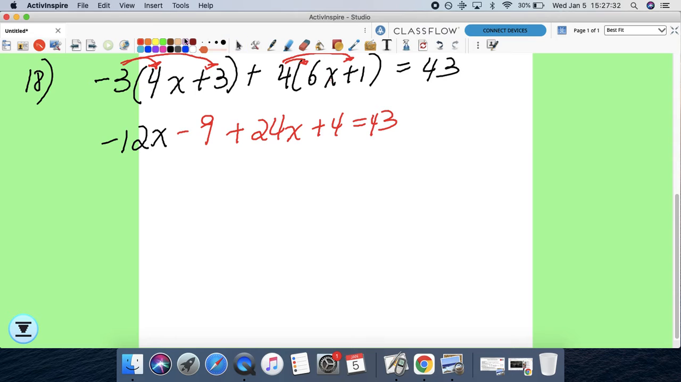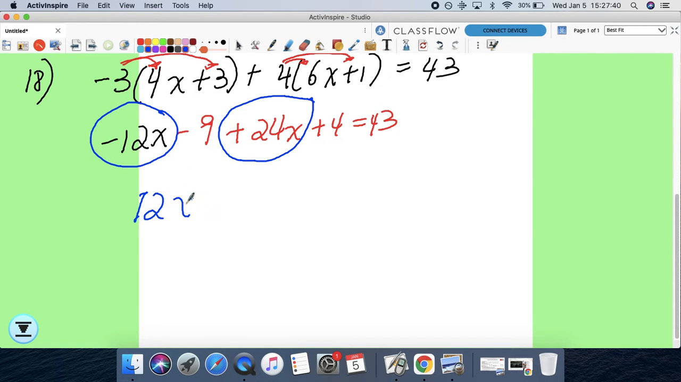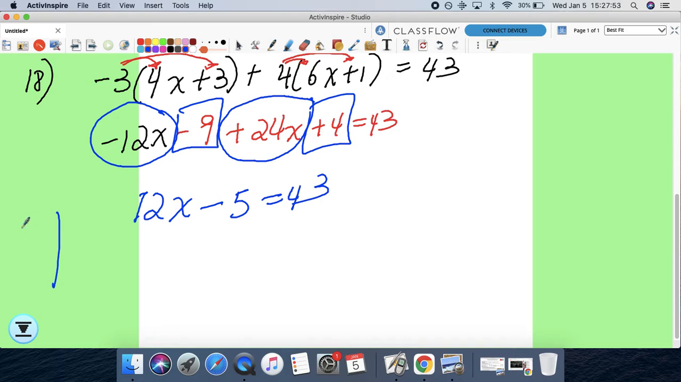Can I combine like terms over here? Yeah, I can combine this guy with this guy. Negative 24x and 24x is 12x. Then I can combine negative 9 and 4, and I can get negative 5 equals 43. Now can I make a story? Yeah, my variable is x times 12. Subtract 5 equals 43.